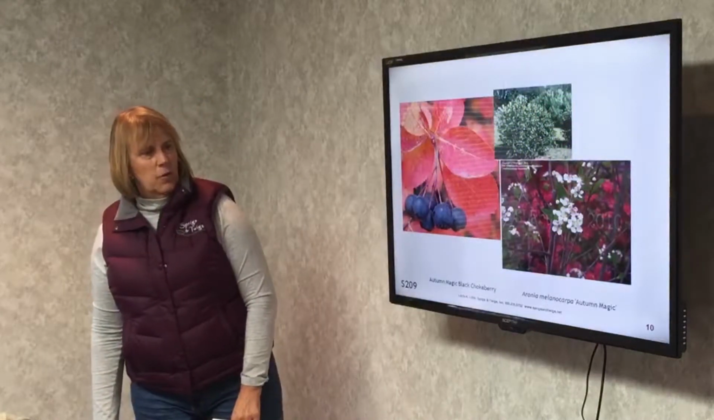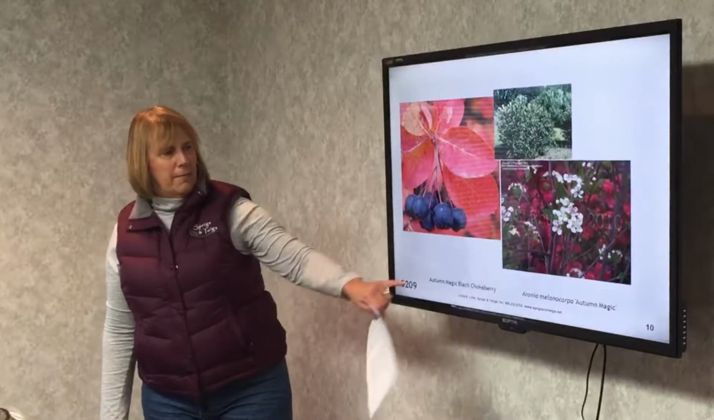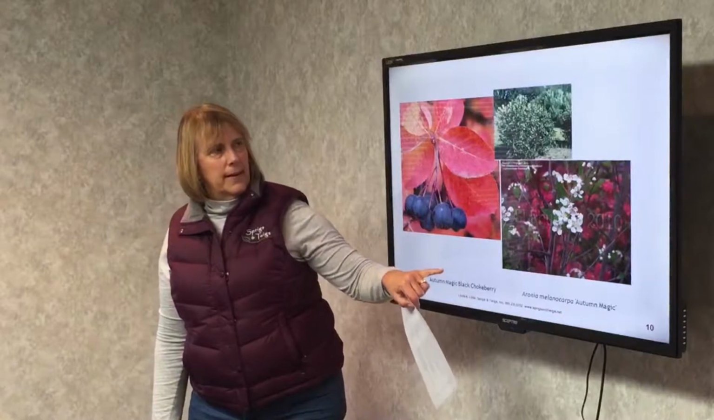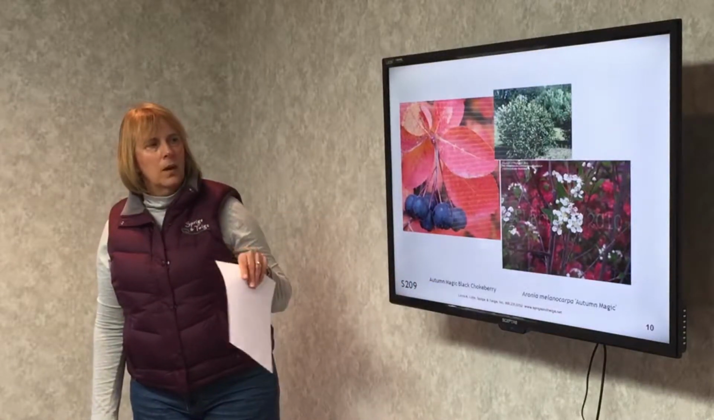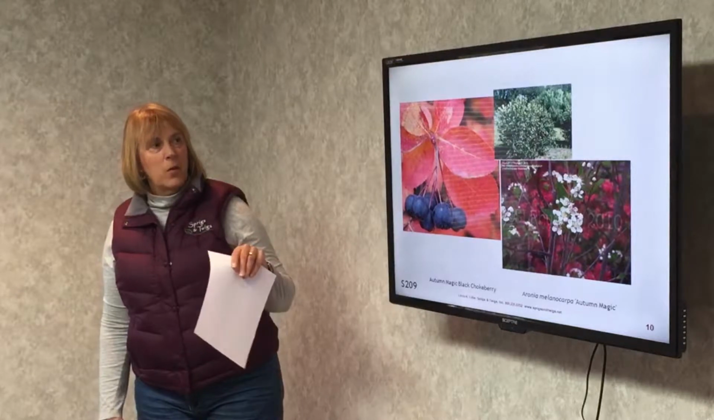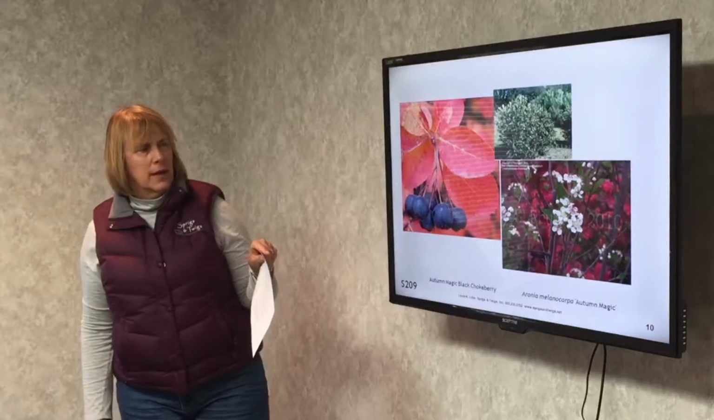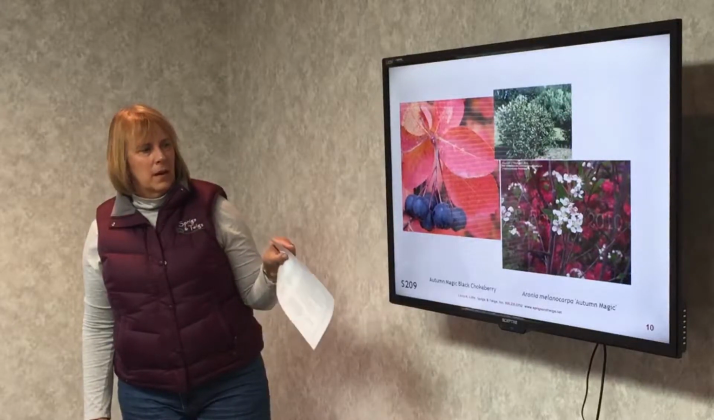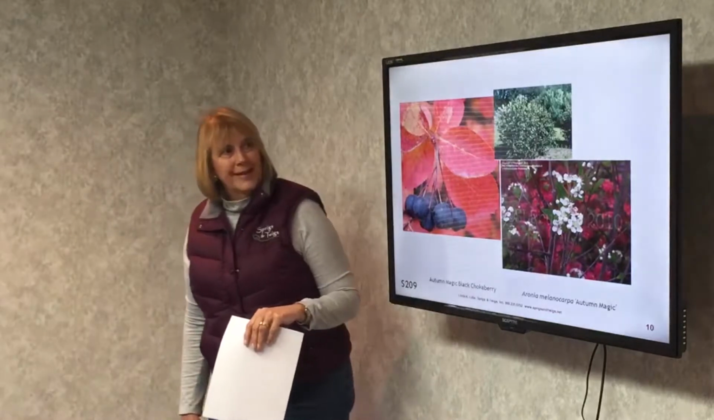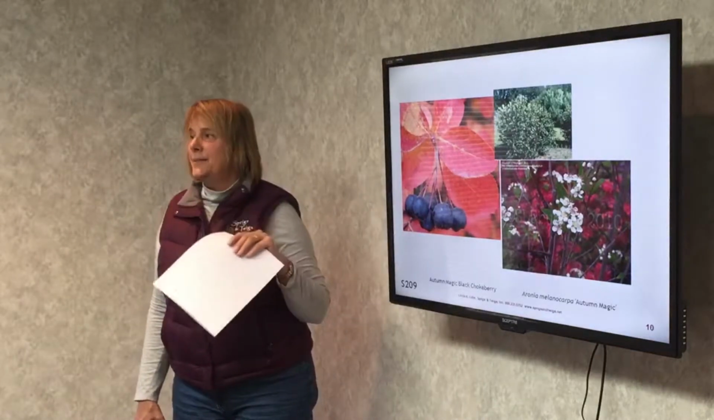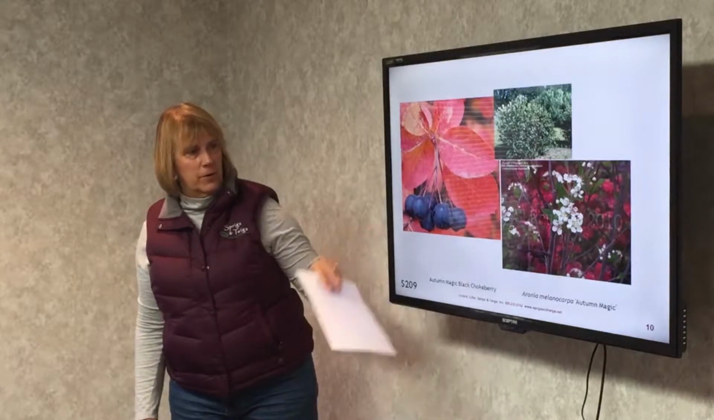Next one, chokeberry. There's 2 sizes of chokeberry. This is Autumn Magic. This one is black chokeberry. This one gets 3 to 5 feet tall by 3 to 4 feet wide. It's a narrow shrub. There's another one called Brilliantissima, which is a red one. And Brilliantissima gets about 5 to 10 feet tall. That's a taller, more narrow shrub.